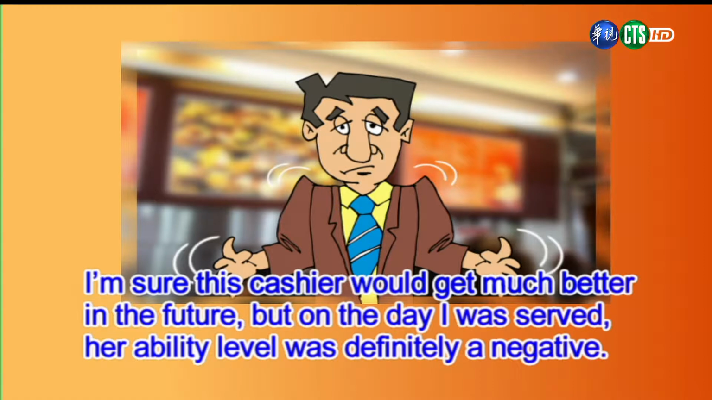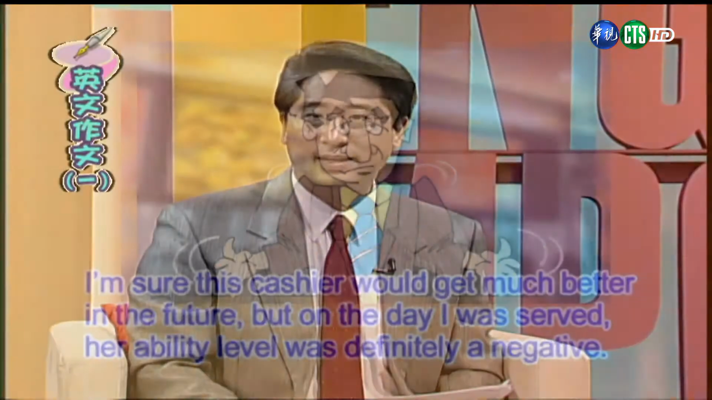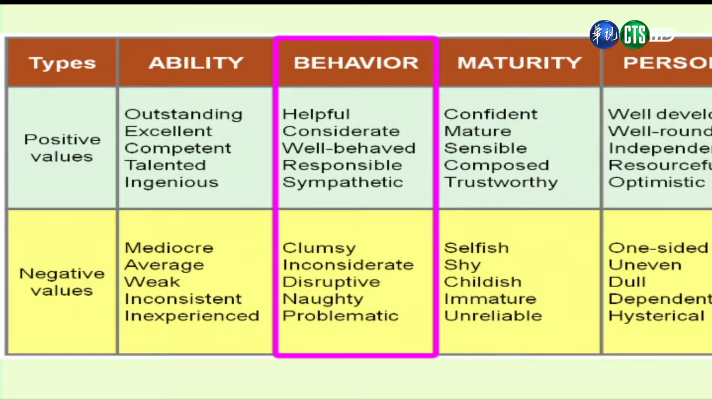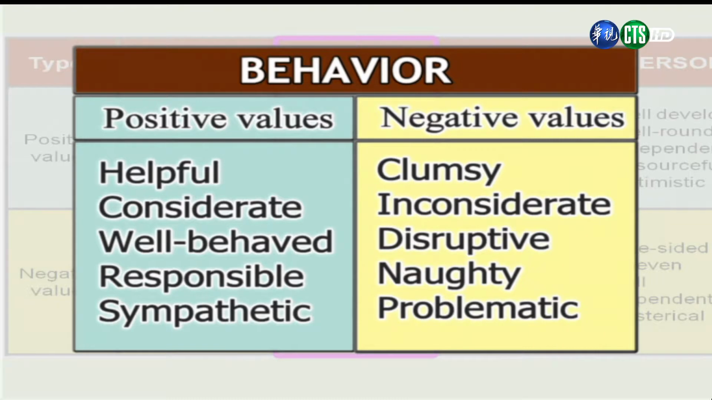All right, let's go on and take a look at another category, and this is the behavior category. And these adjectives are all connected to how a person behaves towards other people. And some examples of positive behavior are being helpful, considerate, or sympathetic towards others, while on the other hand, people can be inconsiderate, disruptive, or problematic.